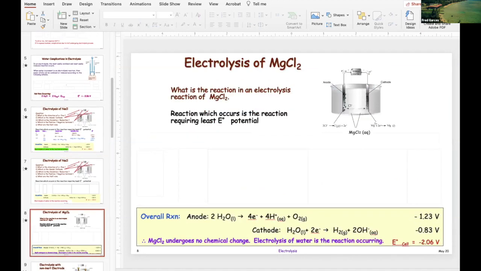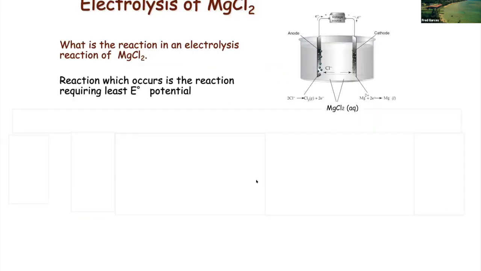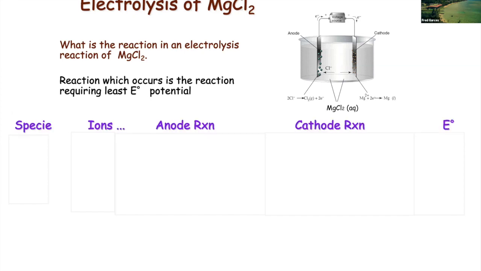So let's take a look at this problem right here. In this particular case, we have magnesium chloride in aqueous solution. Again, remember what I told you. You have to break up what the components are. And the components are magnesium chloride and water. So that's what we need to identify. Magnesium chloride and water. What are the chemical species that will undergo chemistry here?